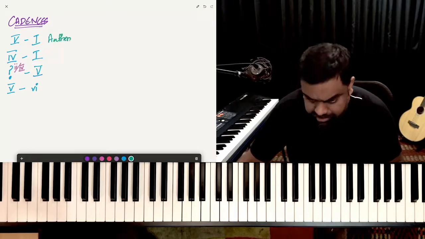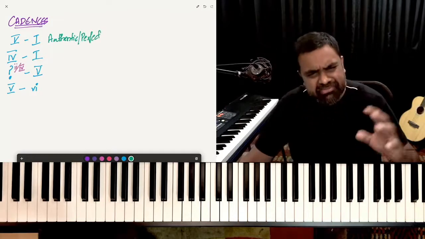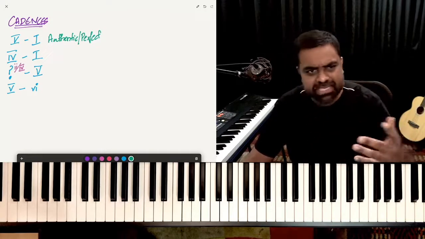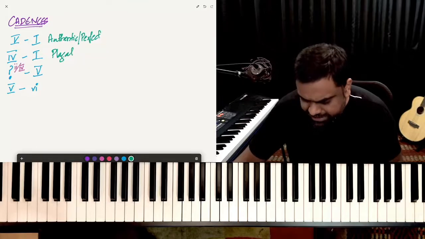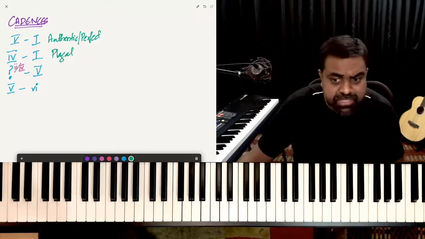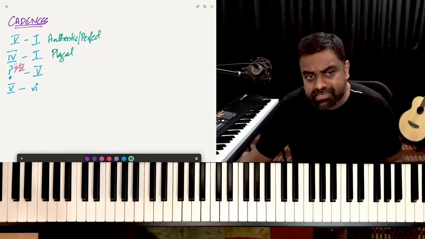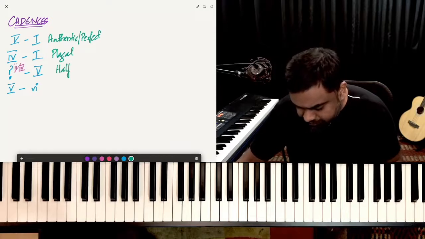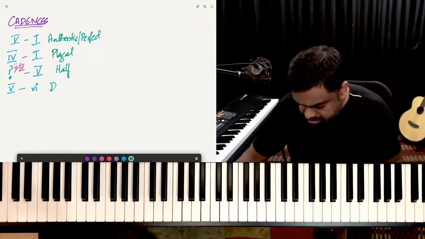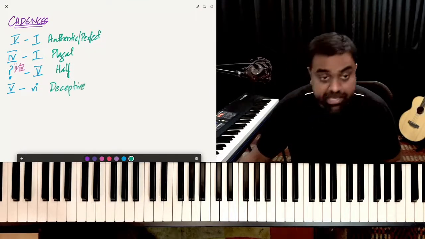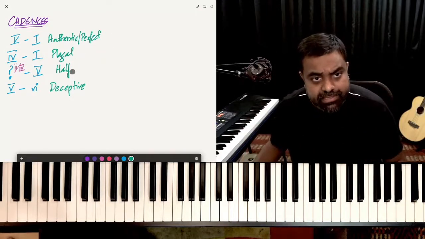5 going to 1 is what we call the authentic or the perfect cadence. It's called different things in classical music, pop and jazz, but these are words for it. 4 going to 1 is generally called the plagal cadence or the amen cadence, which is used a lot in gospel music and hymns. The 2 going to the 5, the fact that it ends on the 5, they call the half cadence. And lastly, 5 going to 6, we call the deceptive cadence. At least that's one name for it. So that's how the deal works. You have authentic, plagal, half and deceptive.